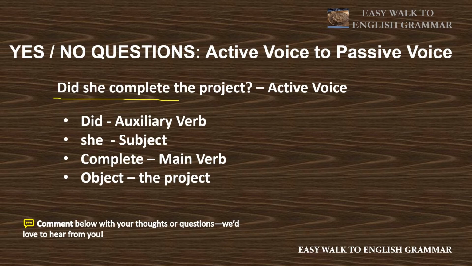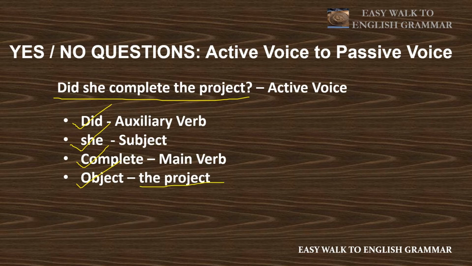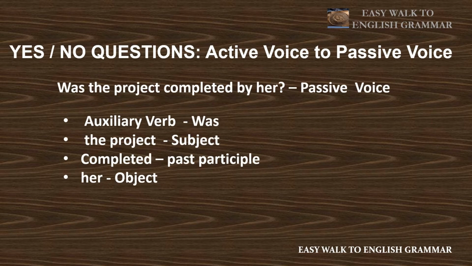Let's break down the sentence. Did is the auxiliary verb. She is the subject. Complete is the main verb and the project is the object. The passive voice of this is was the project completed by her?